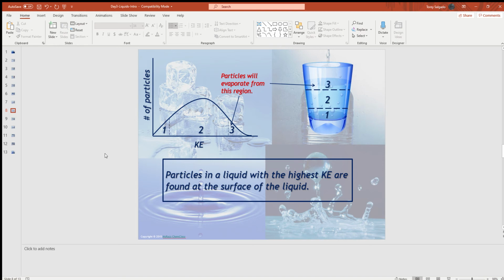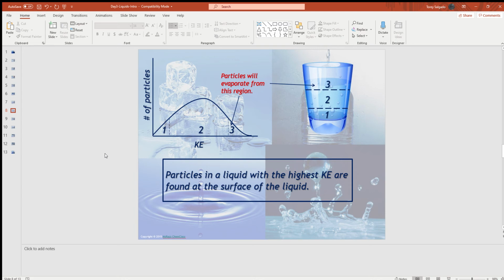We have area 1, low number of particles, low kinetic energy. Level 2, that's the average kinetic energy. That's where most of your particles are hanging out at. And level 3. Level 3 is what we're really looking at. Those are the particles with the highest kinetic energy.